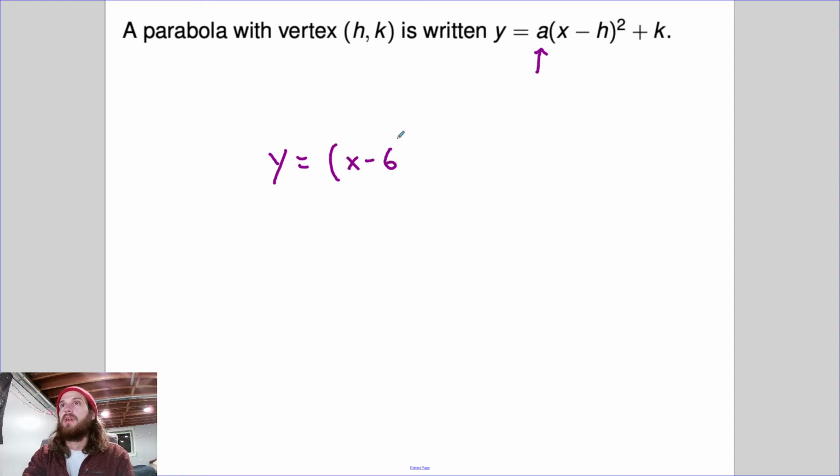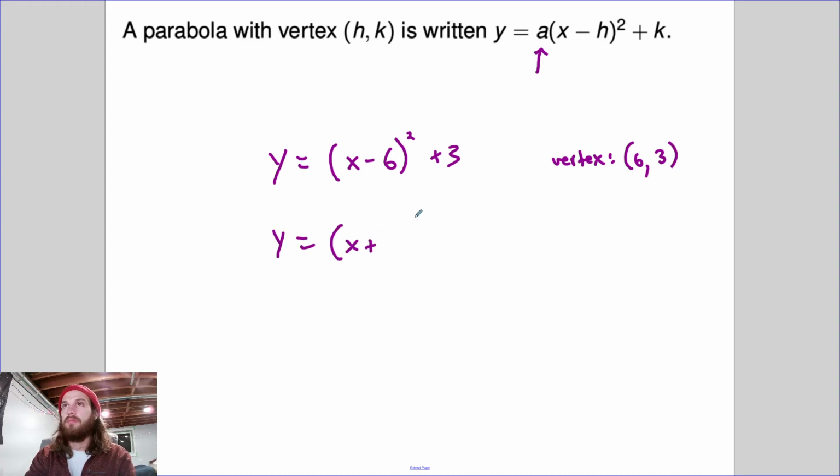So, for example, the vertex here is, well, what are we subtracting? 6. So this thing's always the opposite of what our actual vertex is. It's negative in the equation, it's positive over here. 6, 3. All right, how about this one? Our vertex here is, what are we subtracting? Well, this is minus negative 7, or we could just know to do the opposite of what's present, so that's negative 7, 1 is our vertex. Okay, so you can see that here.